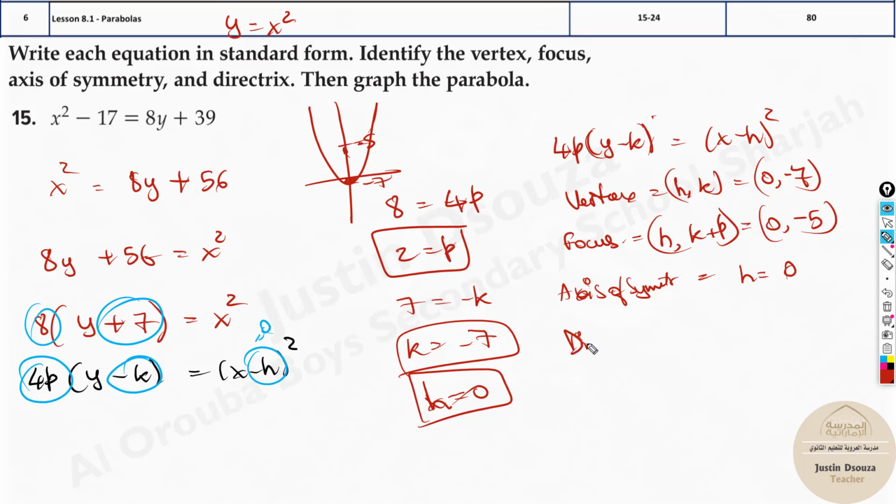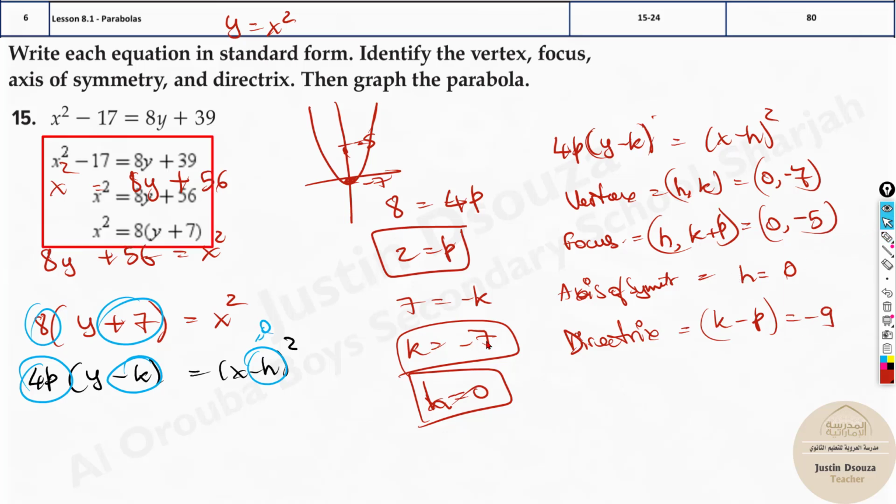Then last we had directrix. Now what was directrix? If you remember the foci formula, it is just k minus p. So what is it? K value is minus 7, minus 2 would be minus 9. So these are the answers, guys.